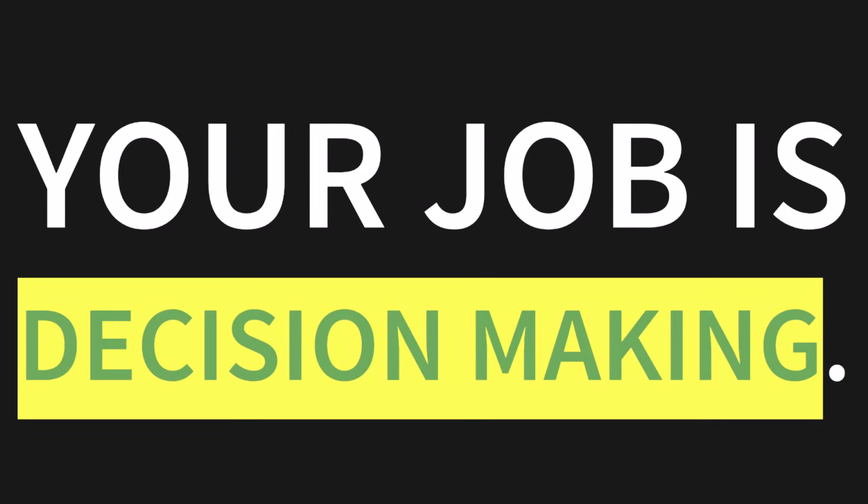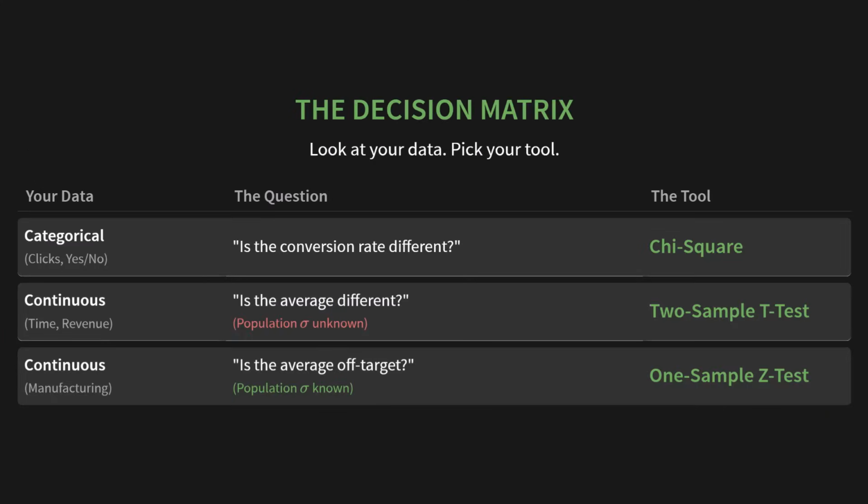So let's pull back the curtain and look at the God view. This is the decision matrix. If you walk away with one thing, let it be this. You just look at your data, ask the right question, and pick your tool. It's that simple. For example, in this table, let's say your data is categorical. Things like clicks, or a simple yes or no. The question you're asking is, is the conversion rate different? Your tool? The chi-square test.